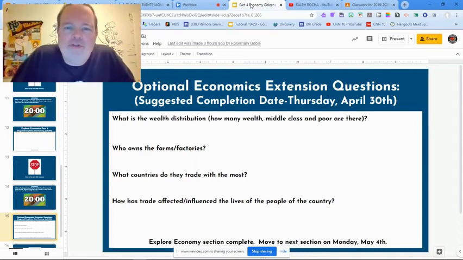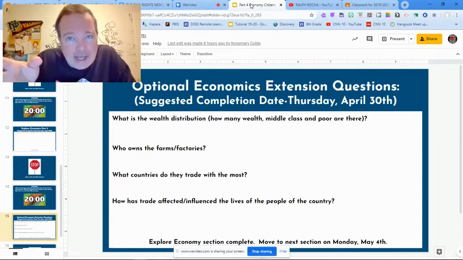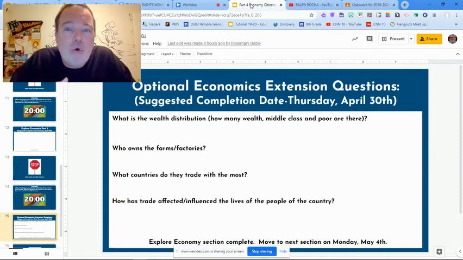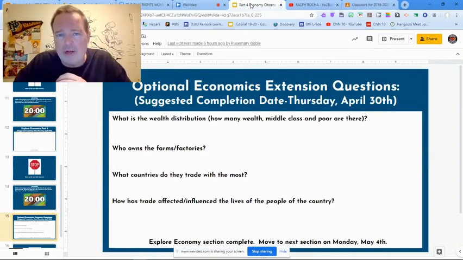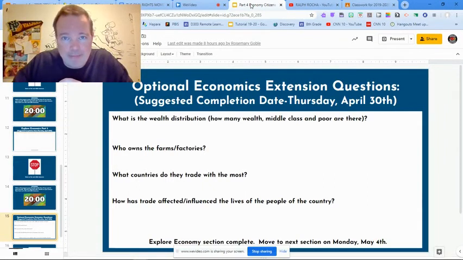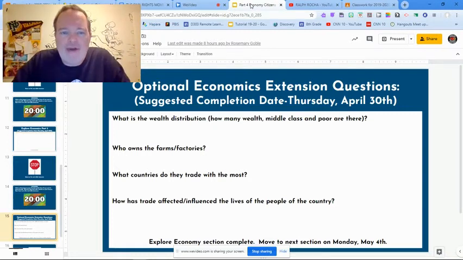What is the wealth distribution? Which means who has the money, who doesn't have the money. What is in the upper class, the middle class? How many poor people, or what they consider poor, in your country? Who owns most of this stuff? Is it private people? Is it major corporations, meaning businesses? Who owns the manufacturing and the farms in your country?